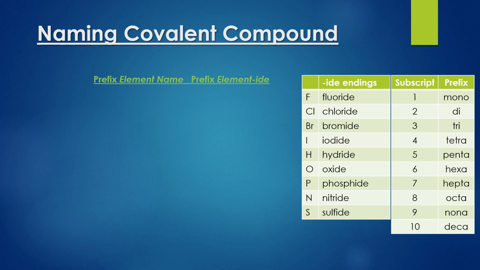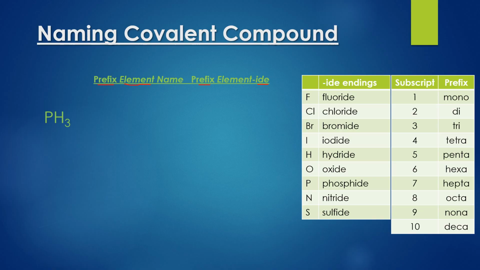Let's try a few more practice problems in naming the covalent compounds. At the top of the screen, we have the general outline for naming covalent compounds. You want a prefix first and then the element name of the first element. Then another prefix in front of the second element name, and the second element name needs to have an IDE ending. The charts off to the right will help you get the correct endings as well as the correct prefixes. Remember though, you are not given those prefixes or the IDE endings on the test, so you will have to know how to do those.